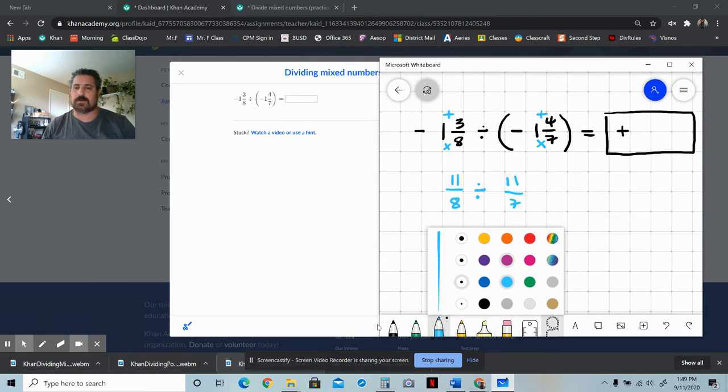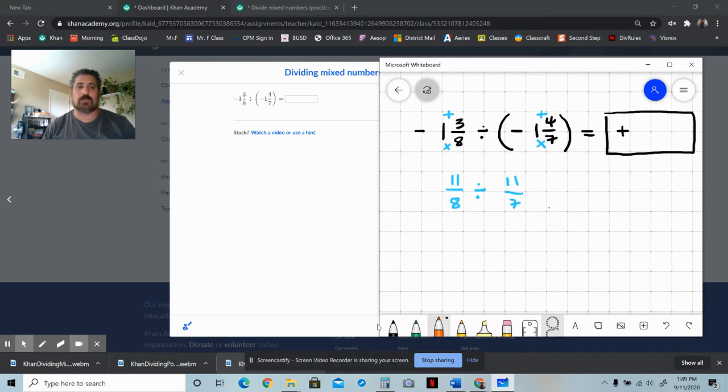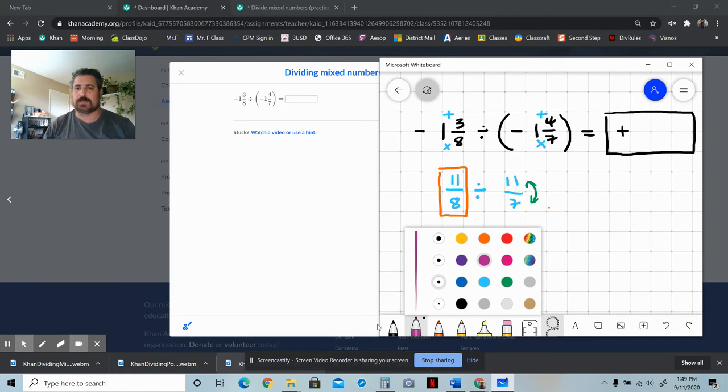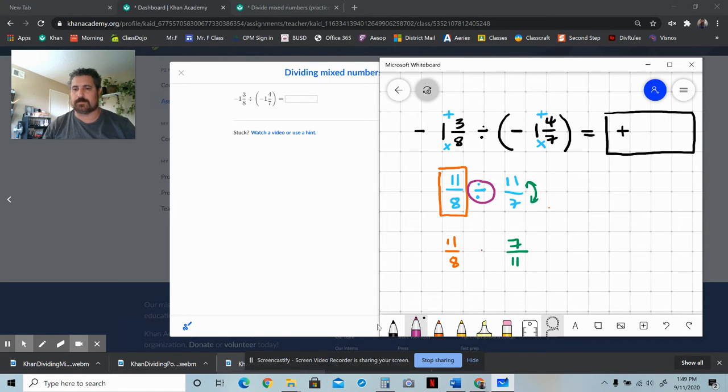Remember, the way you do that is you can use the KFC algorithm, or you can remember that dividing fractions is easy as pi. Just flip the second and multiply. So you're going to keep the one on the left the same. You're going to flip the one on the right to its reciprocal. So 11/7 becomes 7/11. You flip it top to bottom. And then you're going to change your division into its inverse operation, multiplication. So ultimately 11/8 divided by 11/7 is exactly the same value as 11/8 times 7/11.